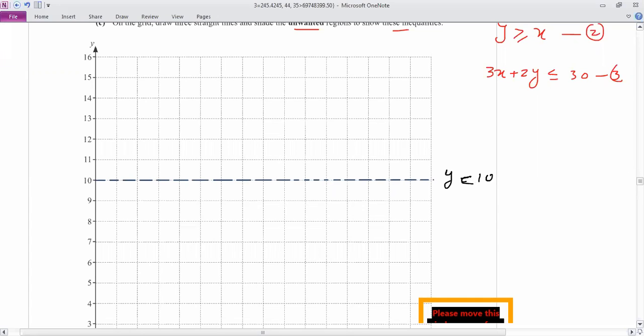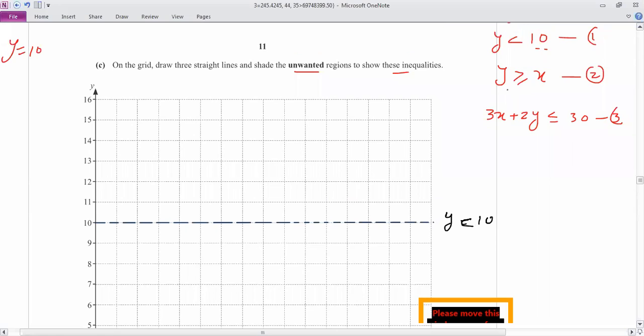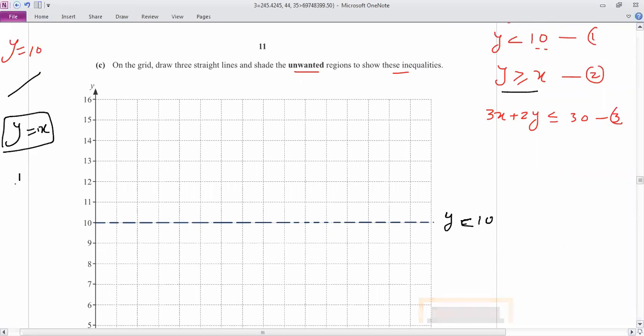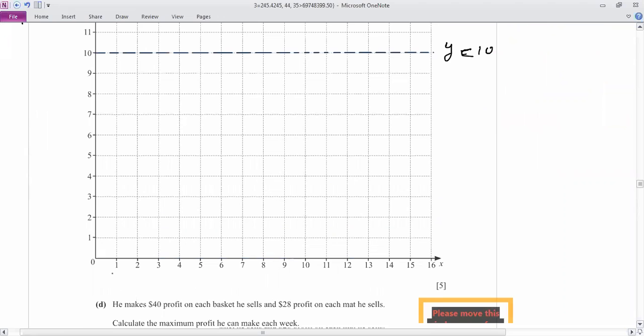The second one is y greater than or equal to x. If you write the equation for this one, the equation will be y equal to x, and you know this y equal to x passes through 0, 0, with gradient 1. Gradient 1 means 1 over 1. For every change of one in x, there will be one change in y. For example, 1x, 1y, first point, then 1x, 1y, second point, 1x, 1y.